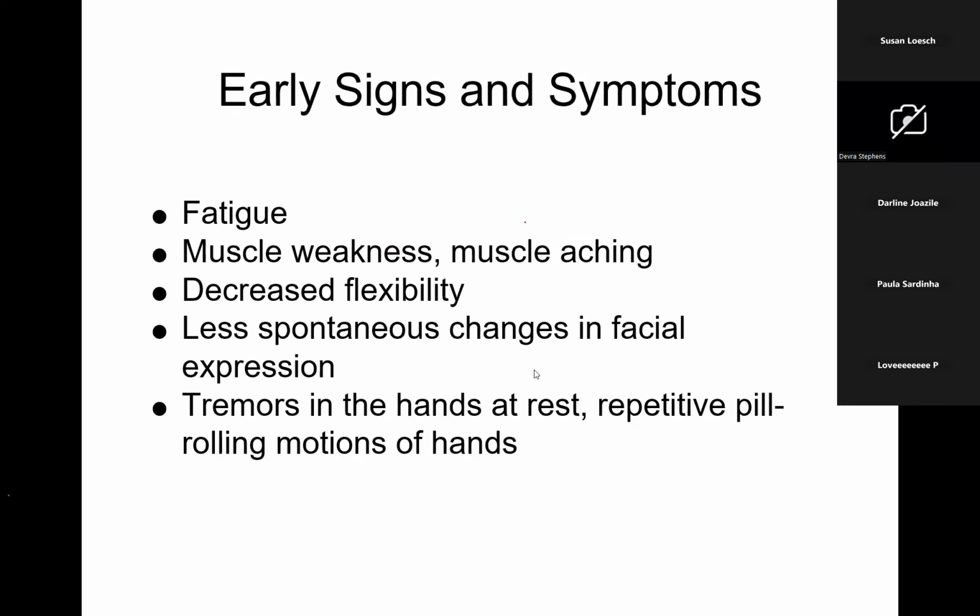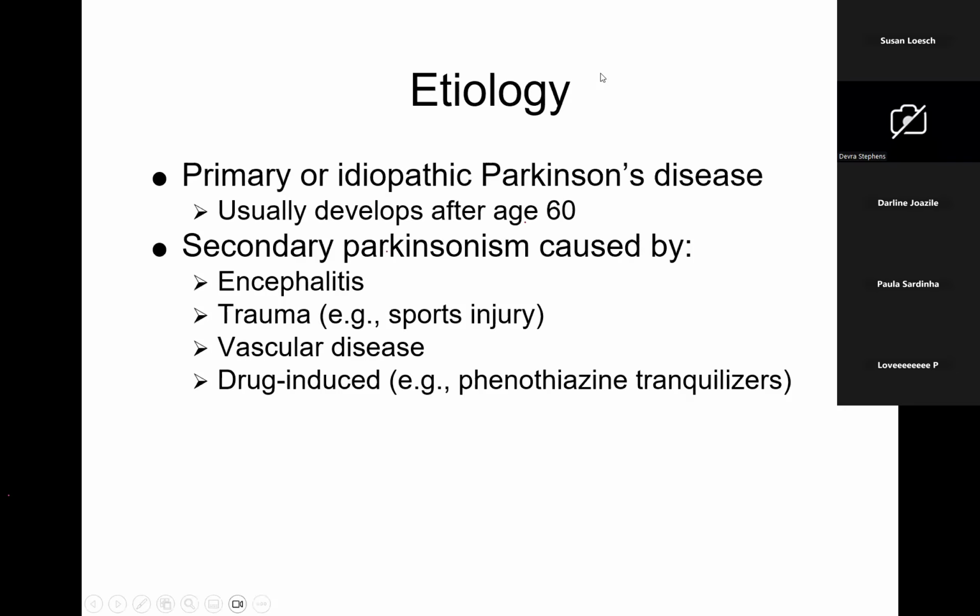So primary or idiopathic Parkinson's, okay, usually develops around 60. So genetically, not a lot of research done because people would have had to go back and realize that someone else before me had it and do that testing before they died. It could be because of viruses or toxins. Toxins linked include manganese, carbon dioxide, and some pesticides. Parkinson's can happen after encephalitis, trauma, or vascular disease, and it can also be drug induced from phenothiazines or chlorpromazine, which is something we use in psychiatric patients, and we used to use it for like anesthesia as well.